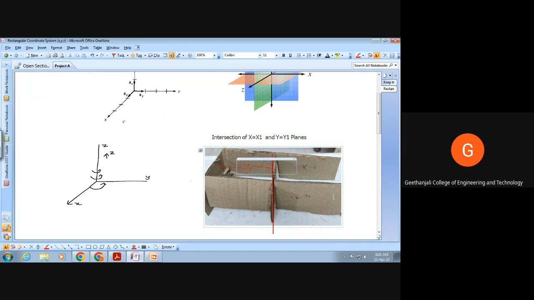And if you observe, this line is going to be present on the x is equal to x1 as well as the y is equal to y1 constant planes. That means at every point along this line, the value of x is fixed, x1. The value of y is also fixed, y is equal to y1. So when you go from one end to the other end of the line, only the z coordinate varies. Z varies right from minus infinity to plus infinity, depending upon the length of the line.